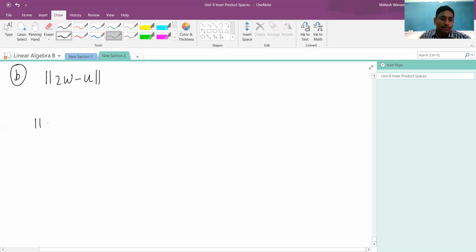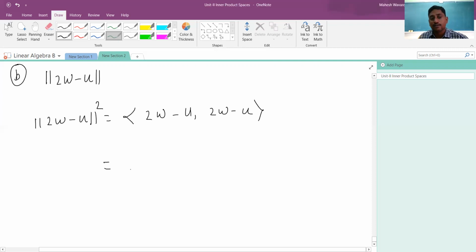So to evaluate this, you know that the norm of any vector squared is, by definition, the inner product. So I'll just square it. Once I square it, it is the inner product of 2w minus u with 2w minus u. And since the norm is positive, finally we can write the positive square root of it, as the norm of the vector is always positive.